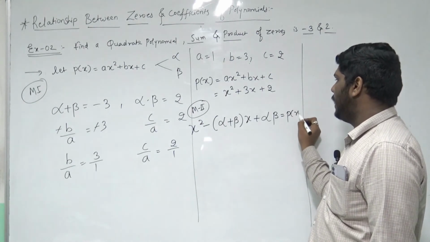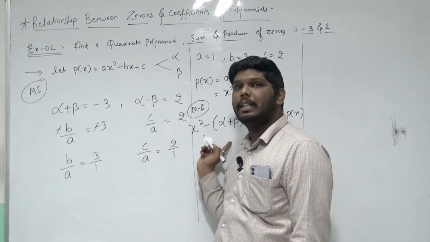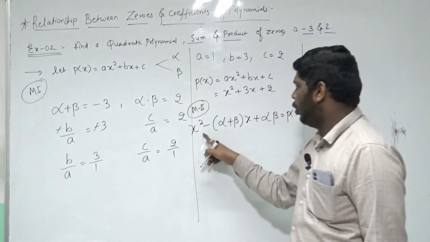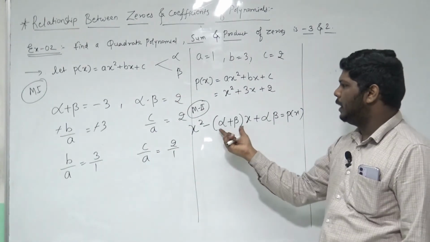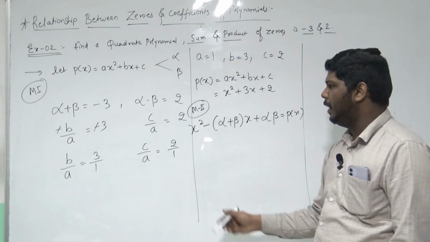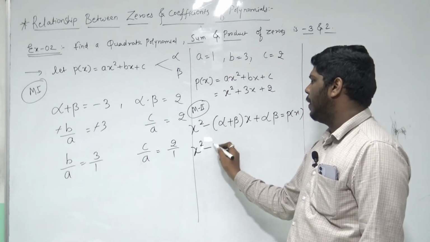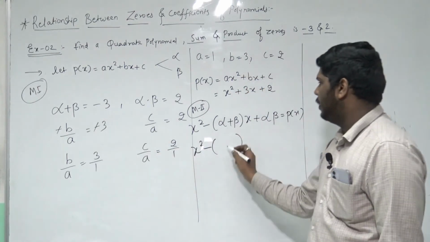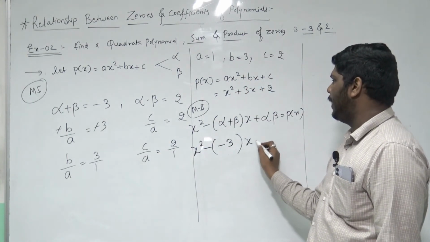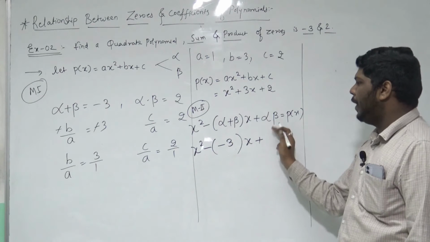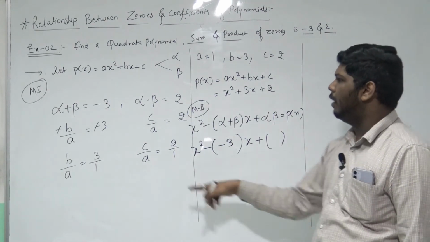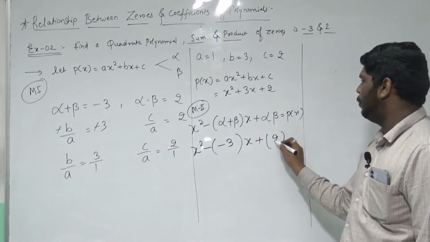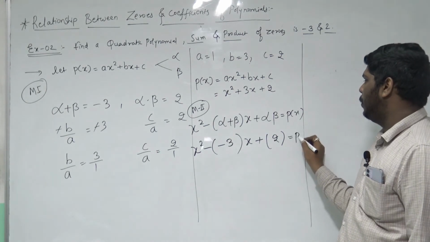Okay, so yes, this and this both are the same only. So what we are going to do here, basically, we are just going to substitute the values, right? So this will become x square minus, what is alpha plus beta? Alpha plus beta is minus 3, so here it will become minus 3 into x plus alpha into beta. What is alpha into beta? Alpha into beta is 2, so this will become 2, correct, is equal to p of x.